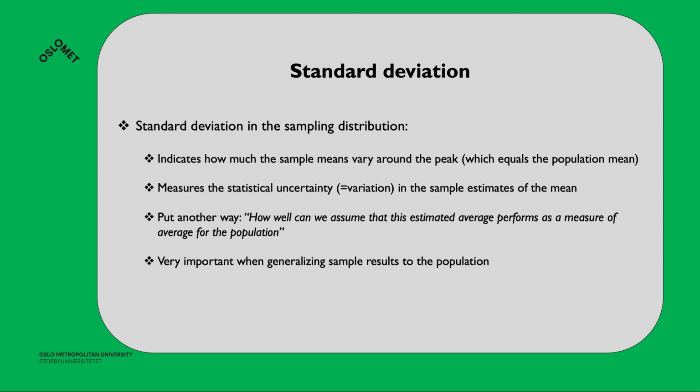So the basic thing to know is that the standard deviation is a measure of statistical uncertainty or variation in the sample estimates of the mean, that is, the population mean. Put in another way, how well can we assume that this estimated average performs as a measure of average for the population? So can we be certain that this is a good estimated average for the population as a whole? And this is very important when we are going to generalize sample results to the population.